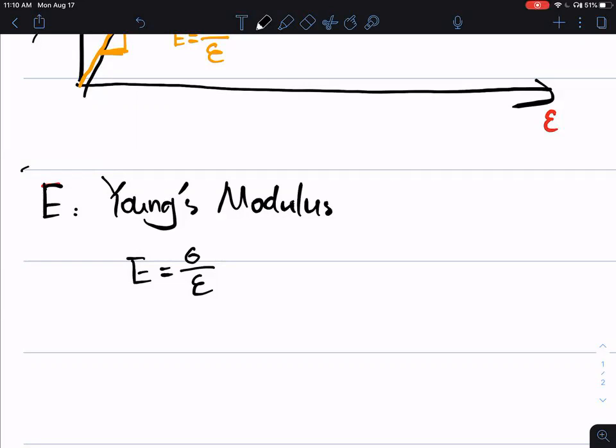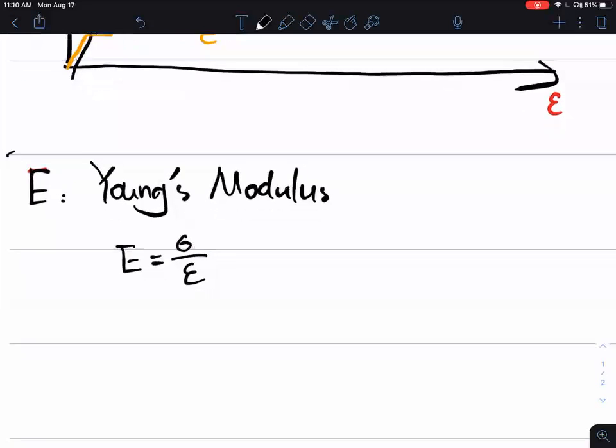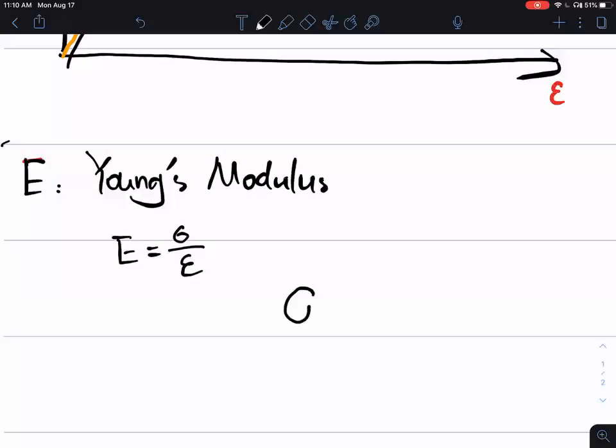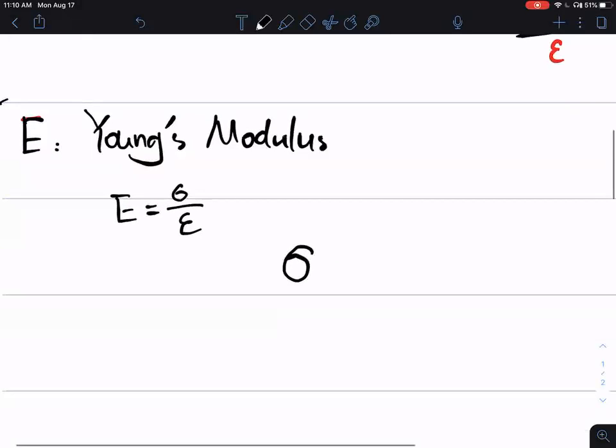Think about a spring. What's the relationship between force, the displacement of the spring, and the spring constant? Force F equals what? Negative k delta x, right? And same deal here. Stress is kind of like a force here, equals epsilon, which is strain, times Young's modulus.